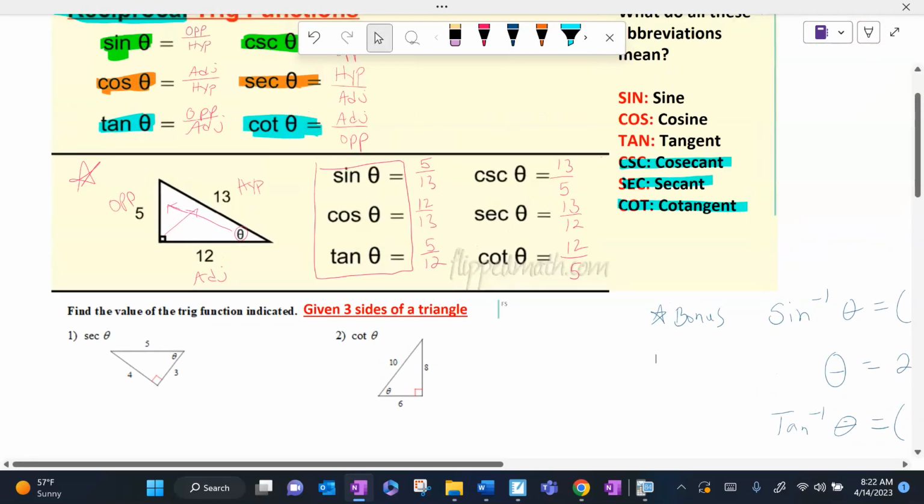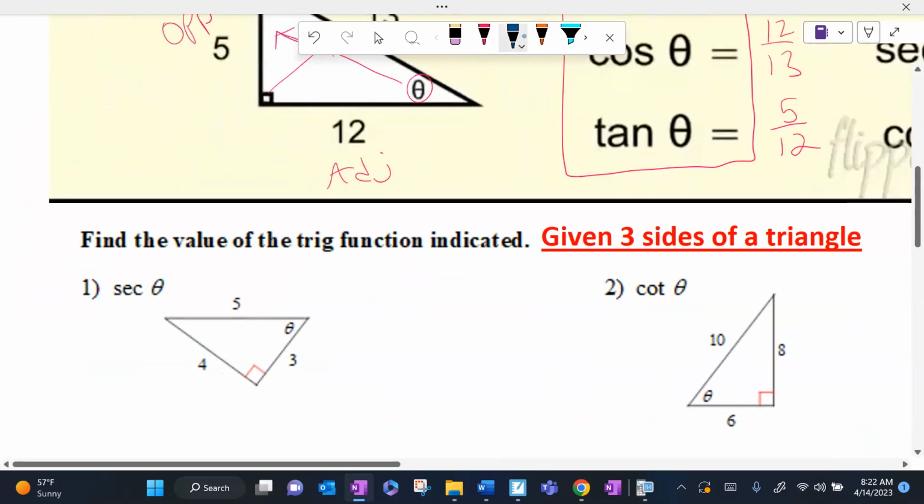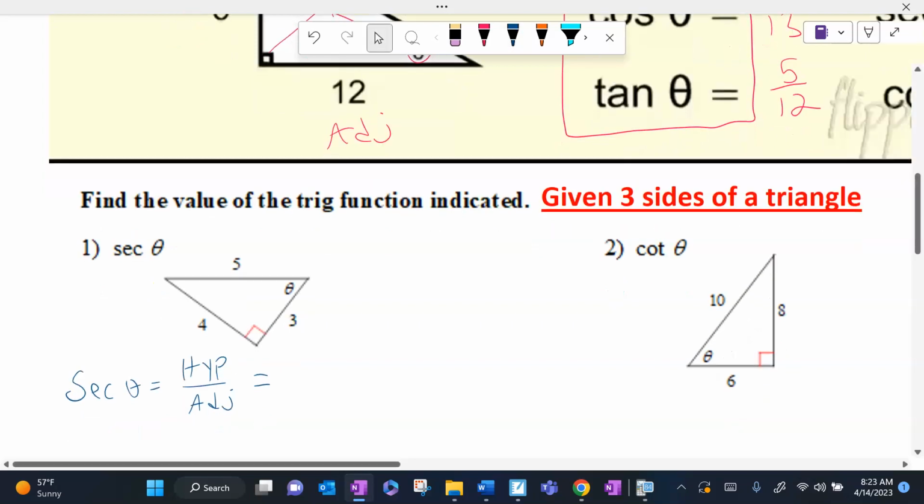If I look back to my reference list, I know that secant is the reciprocal of cosine. Since cosine is adjacent over hypotenuse, the secant of our missing angle would have to be, instead of adjacent over hypotenuse, hypotenuse over adjacent. So based on that, I'm thinking the secant of theta for this example is going to be, again, this is the opposite.